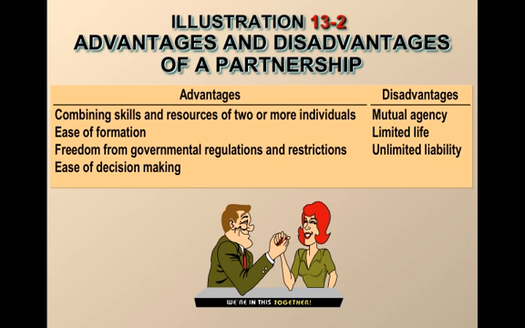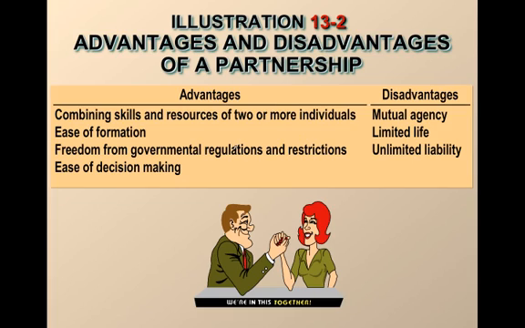Let's talk about the advantages and disadvantages of each of those characteristics. So an advantage of the partnership is that combining skills and resources of 2 or more individuals is great. Let's say you were great at fixing cars and I was a great accountant, and we formed a partnership. Well, my skills of accounting and your skills of fixing cars are perfect to come together. You won't have to hire an accountant because you have an accountant in-house, and I don't have to hire someone to fix the cars because you can do that. It's easy to come together. We talked about that already. That's an advantage.